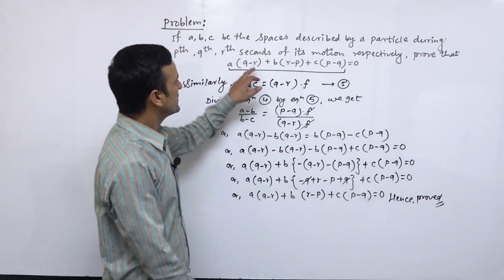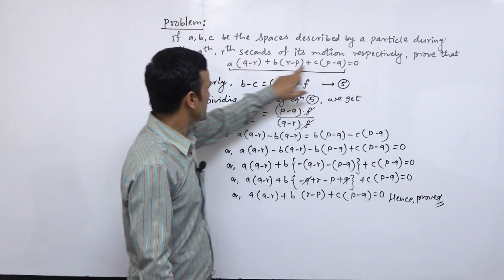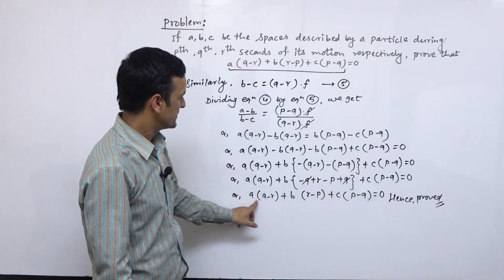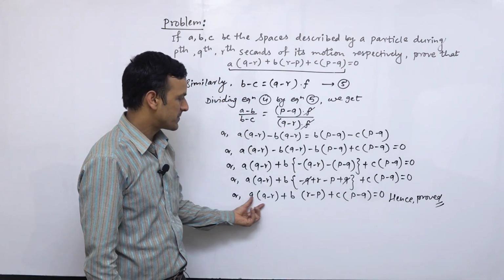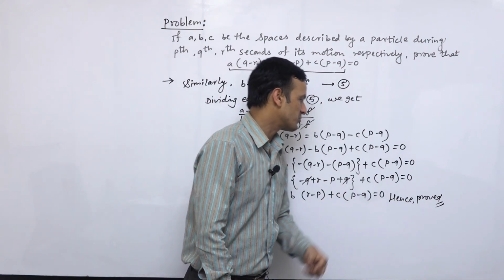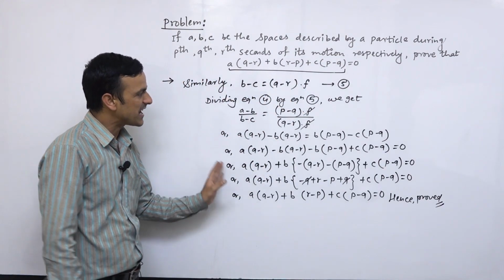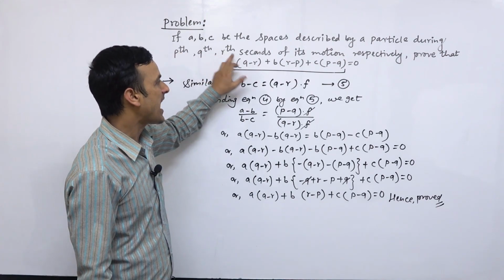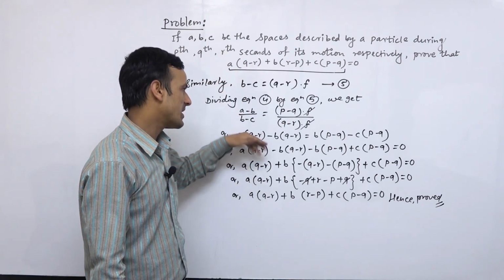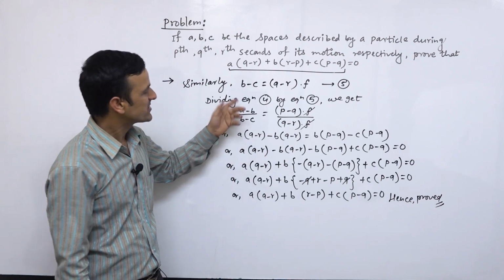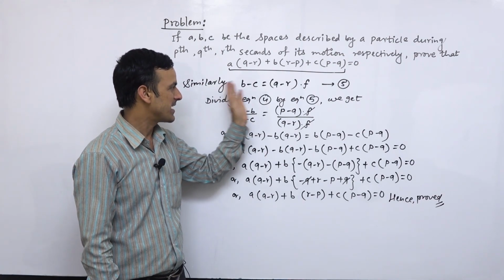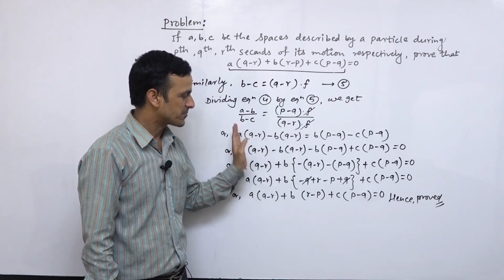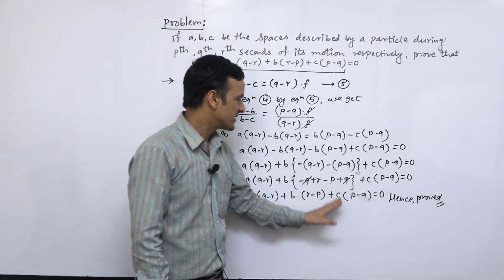So this is our result, this is our question, and we have to prove this result is 0, and together we can obtain this value plus this value plus this value is equal to 0. So these are the distances covered by the particle in the pth, qth and rth second. So in this way we have to make the equations, and by subtracting one by one we get a minus b and b minus c. Finally we can divide it, and after cross multiplying we get this term.